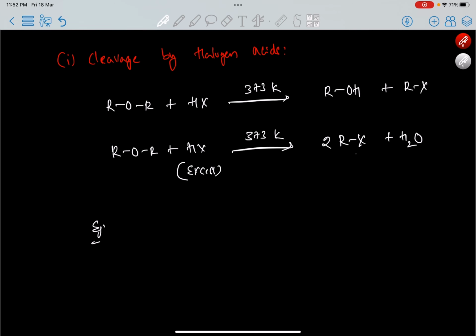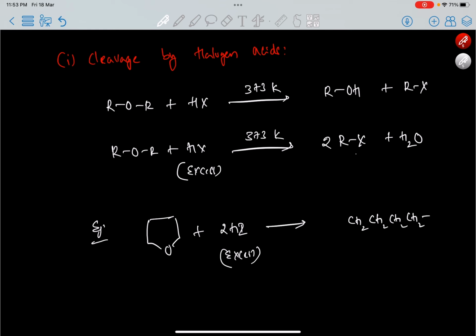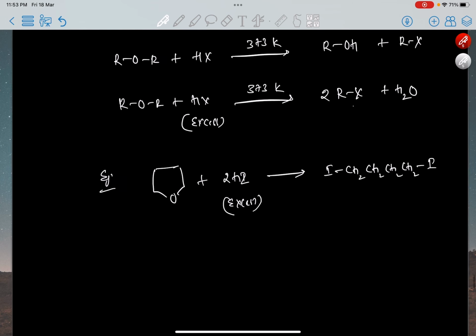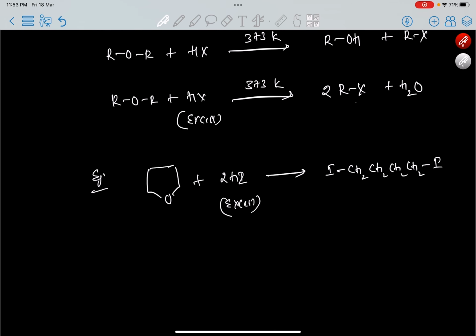For example, if I have this ether and I react it with 2 HI, that is excess, then what do I get? I get 1, 2, 3, 4 carbons. Don't think of it as a radical. So we have 4 carbons, so it is CH2CH2CH2CH2 with I at each end. We get alkyl halide. All clear till now? Very good.